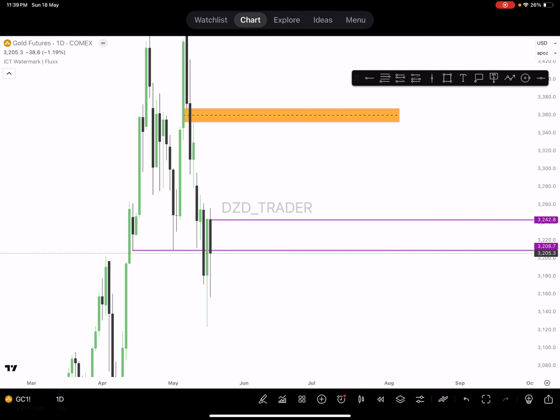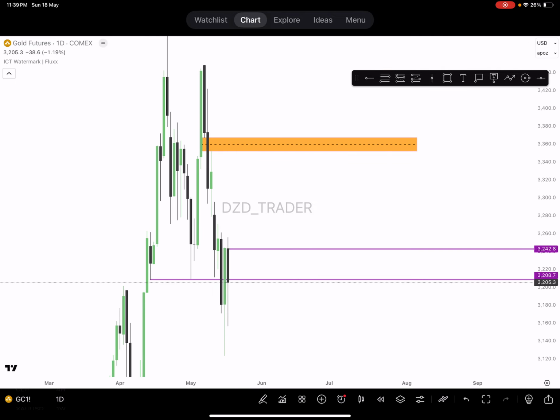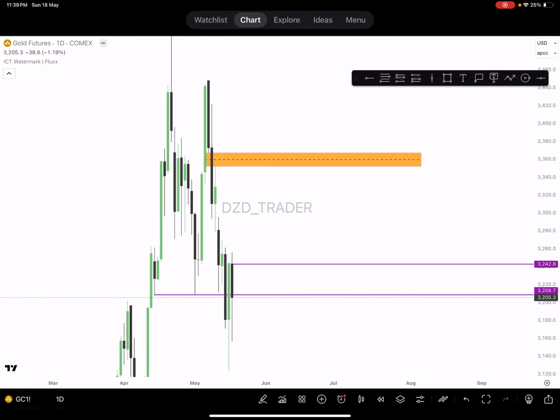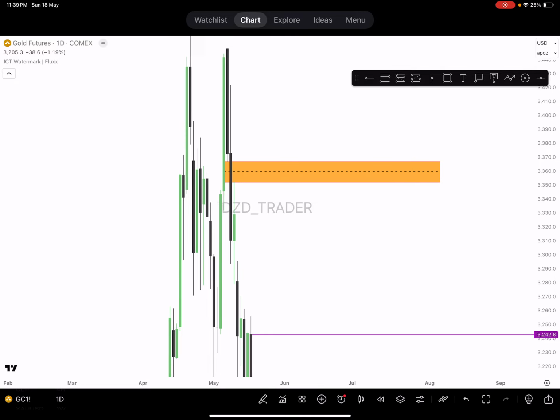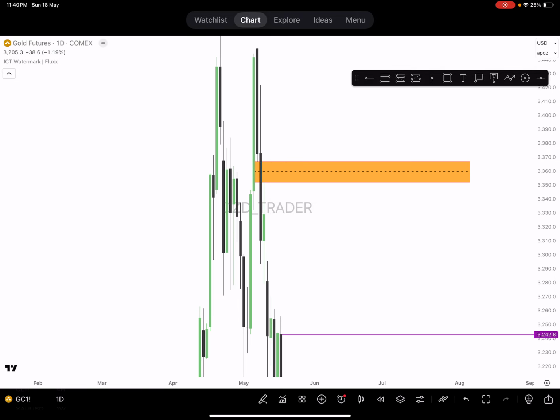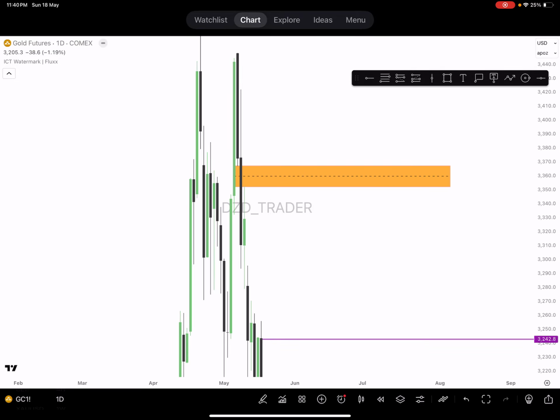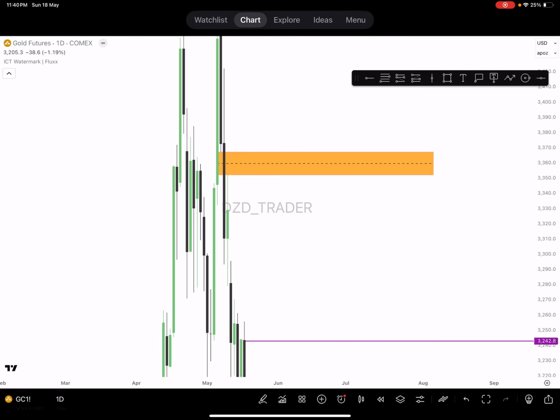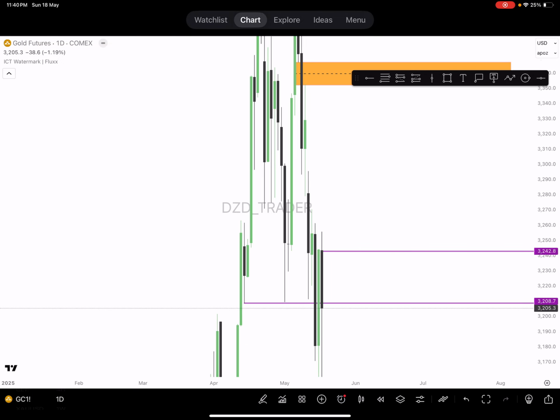So for the fair value gap, we can use it as a reference for targets, and we can use it as a liquidity void, showing that price is not balanced. There is no balance in price here. That's how I like to use it. And there's another type of fair value gap.